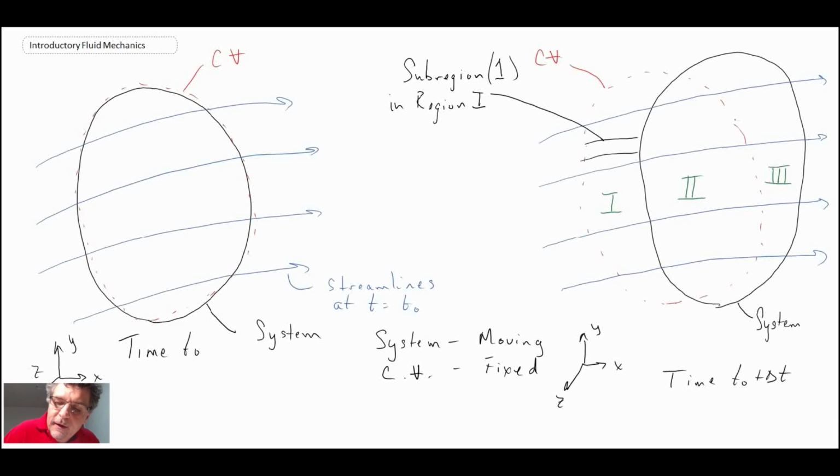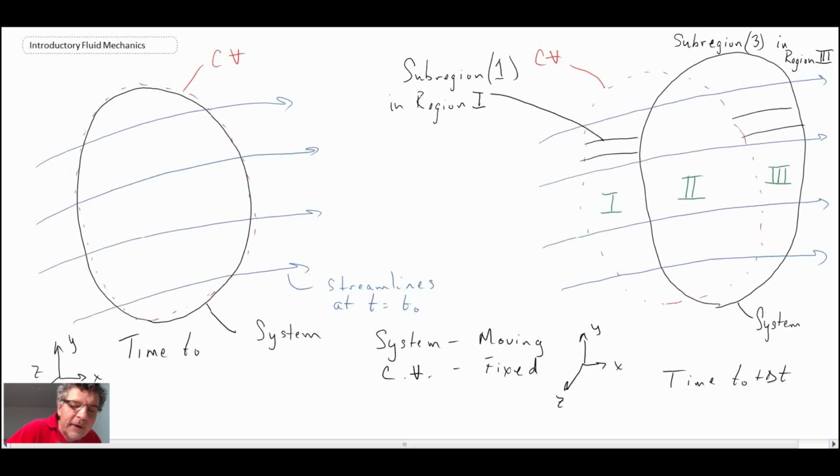And the second differential element we're going to look at is over here in region 3, and I'll call that subregion 3. So that's subregion 3 in region 3, and we're going to be looking at those in further detail. So there you can see that this is a schematic that we're going to use when we come up with the formulation for the time rate of change of our properties and be able to convert it between intensive and extensive.